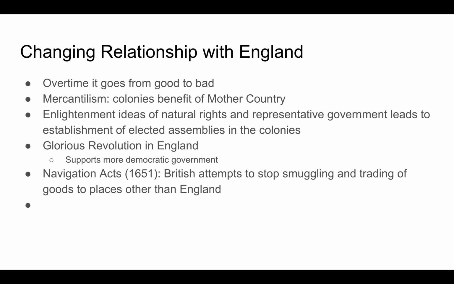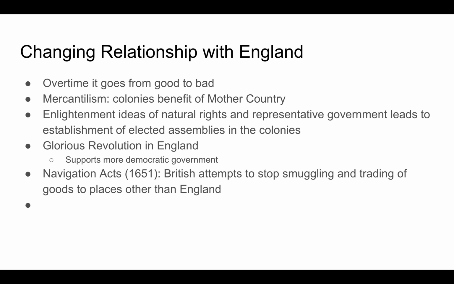There's a civil war in England in the 1670s and 80s. And then by the 1690s, you have the establishment of the Glorious Revolution, which is when King William and Queen Mary come to power, and on condition of coming to power, they agree to guarantee certain rights to Parliament and to the people. And so this Glorious Revolution in England supports a move towards more democratic government, and so that's going to carry over into the colonies as well.